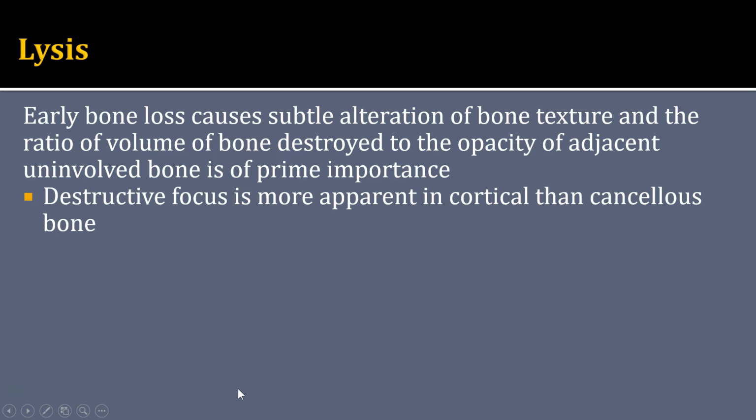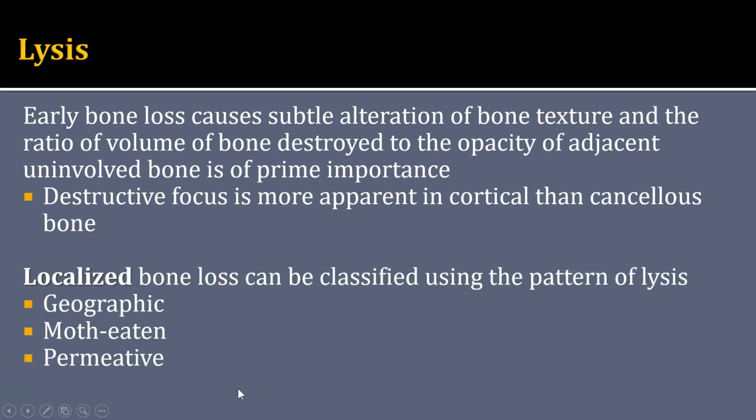Early bone loss can cause subtle alteration to the bone texture, and the ratio of volume of bone destroyed to the opacity of the adjacent uninvolved bone is really what's going to be important for us to be able to appreciate on our radiograph. A destructive focus, especially early on, is going to be more apparent in our cortical bone than in the cancellous bone. We're going to talk about localized bone loss, classifying it as the different patterns of lysis that are listed here on the slide, and we're going to go through each of these one at a time.